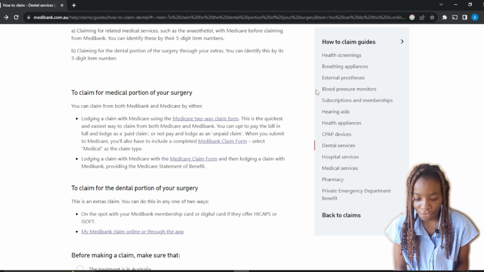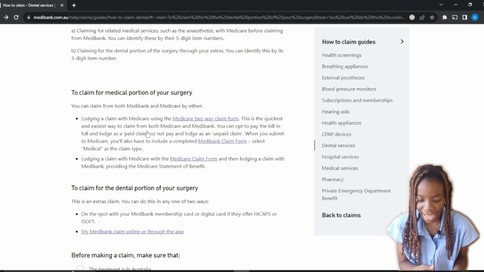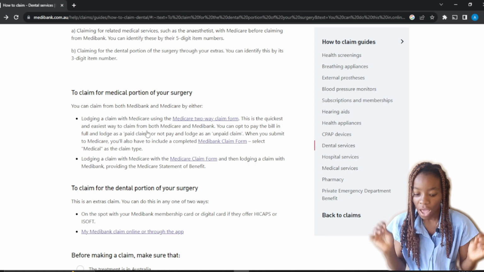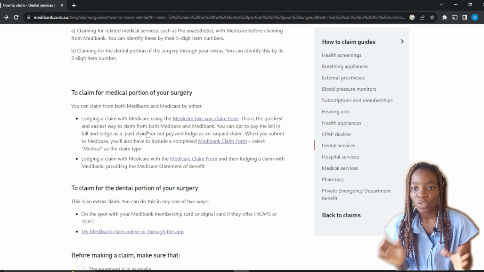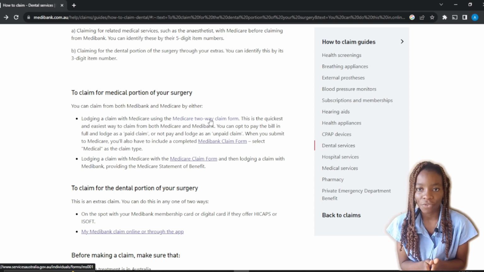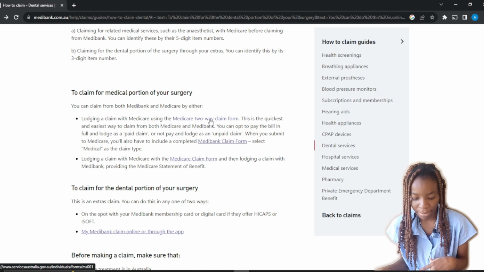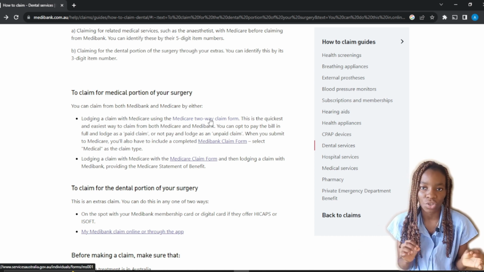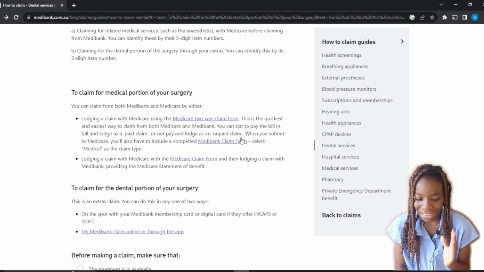So first, you can claim from both Medibank and Medicare by lodging a claim with Medicare using the Medicare 2-way claim form, which we're going to check in a couple of minutes. And this is the quickest and easiest way to claim from both Medicare and Medibank. So what does this imply? It implies that once you click on this and fill out this claim form, it's easier because you're doing it for both Medicare and Medibank. So you don't have to claim separately if you go through this hyperlink.